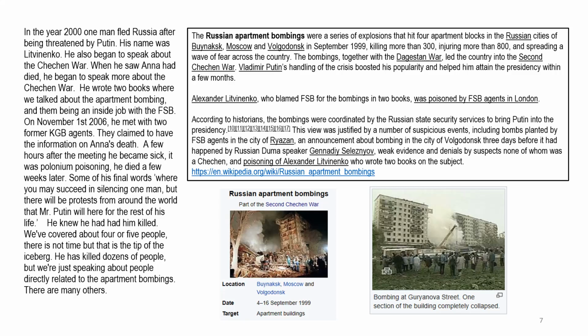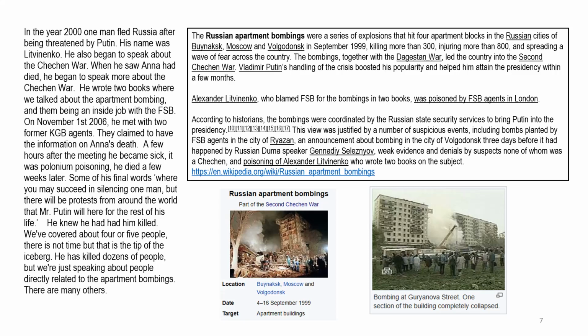We've covered about 4 or 5. There is not time, but that is the tip of the iceberg. He has killed dozens of people, but we're just speaking about people directly related to the apartment bombings. There are many others.